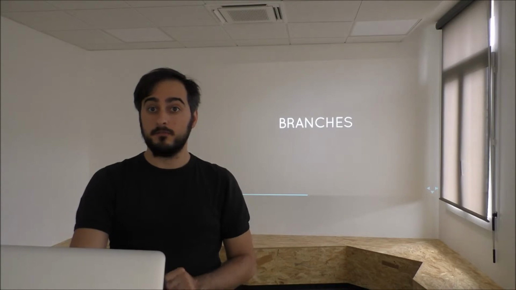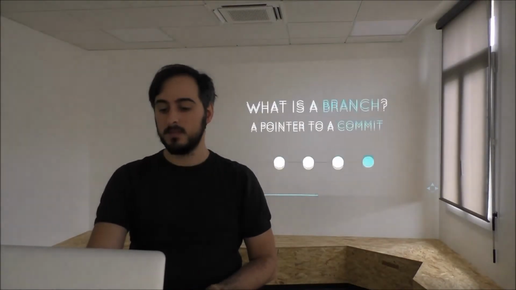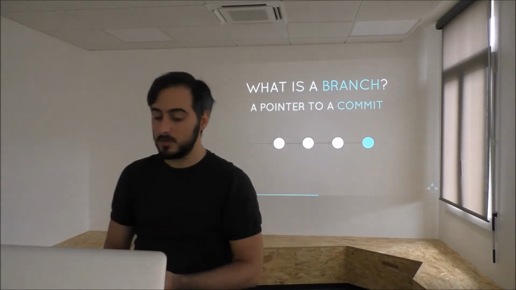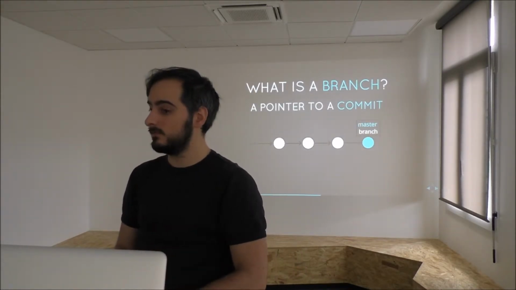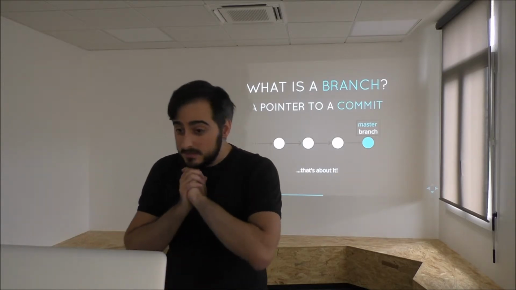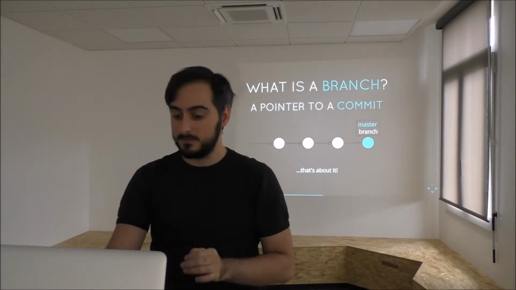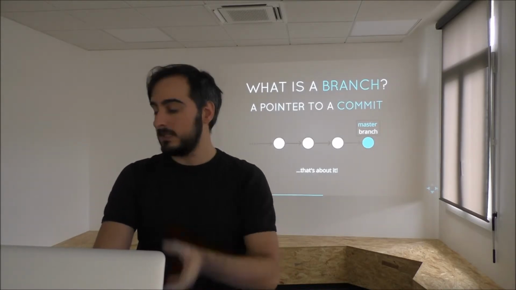Okay, another very important concept in Git is branches. So, what is a branch? A branch is a pointer to a commit. That's about it. There's nothing more to a branch than just a pointer. It means that the master branch is at a certain commit.